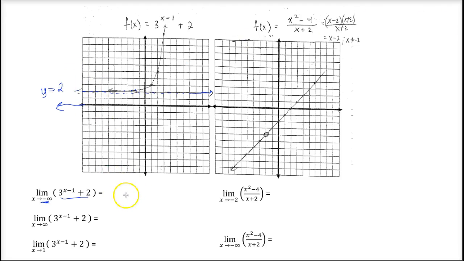So here, the result would be 2, meaning that as x gets more negative, your y values are getting closer and closer to 2. For this exponential function, one of the things we know is that it will never have a point with a y value of 2, but as the x values get more and more negative, the points are going to get closer and closer to y equals 2.